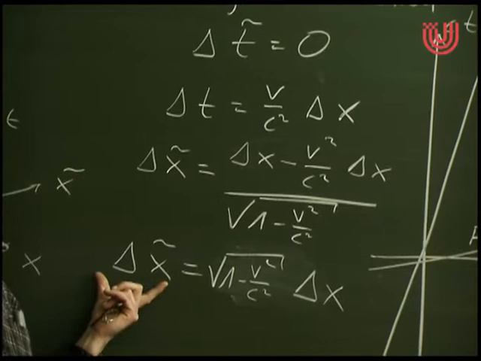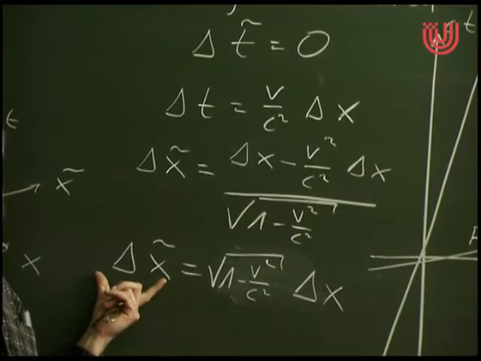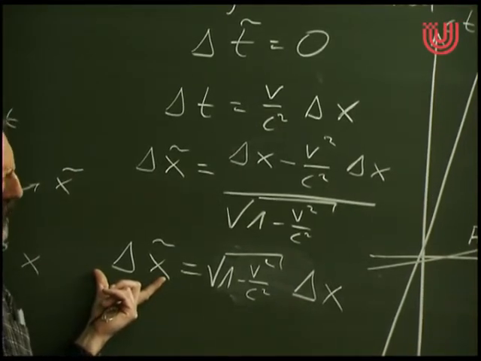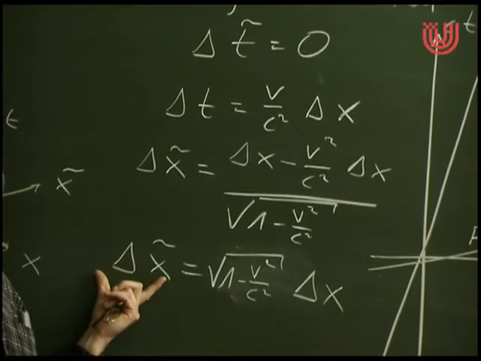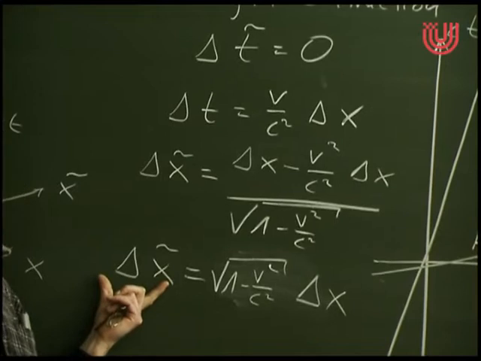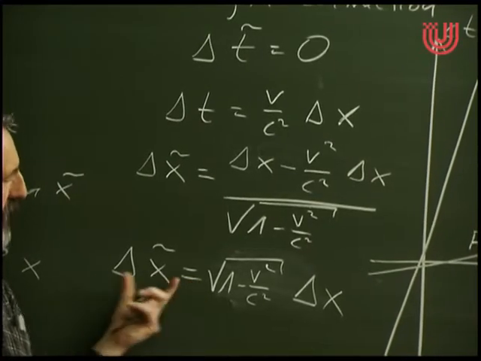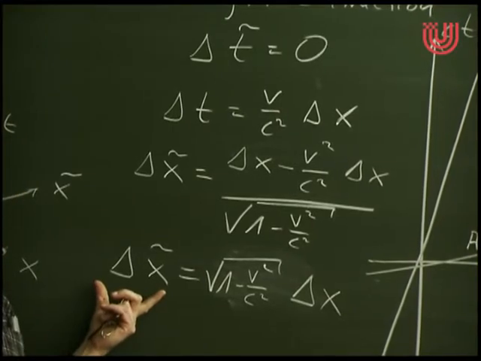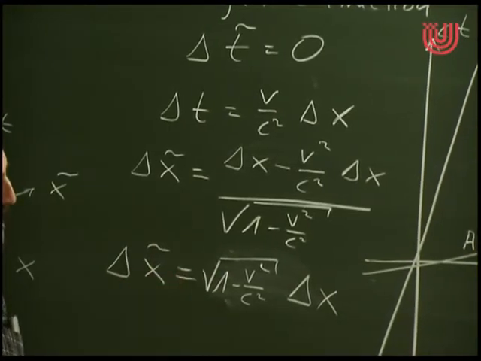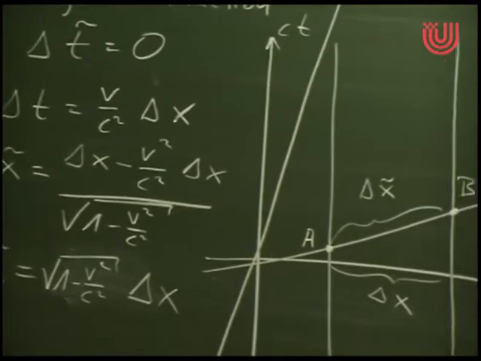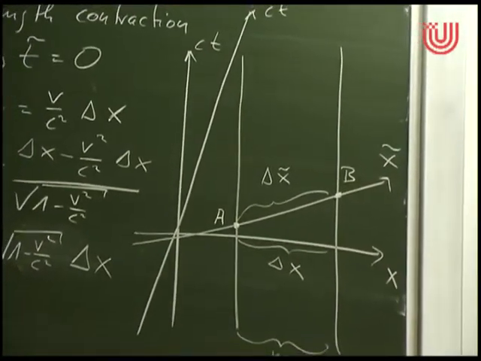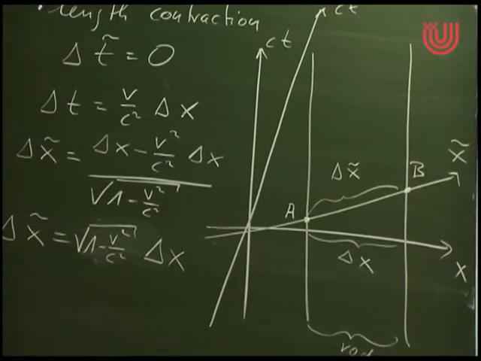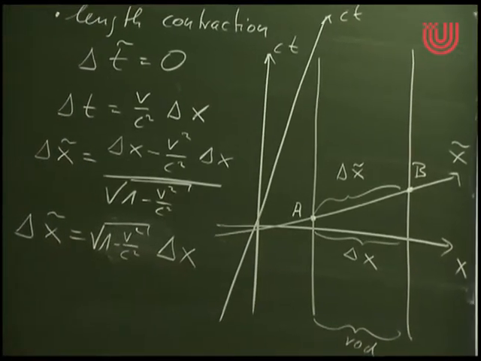It is contracted. Wait a minute, look at the picture. Delta x tilde is smaller than delta x? It looks different in the picture, right? Did I make a mistake? What do you think? Should we trust the formula and say, okay, delta x tilde is smaller than delta x? Or should we trust our geometric intuition, looking at the picture and saying delta x tilde is bigger than delta x? What is correct? I claim that both are correct. The picture is correct and the formula is correct.